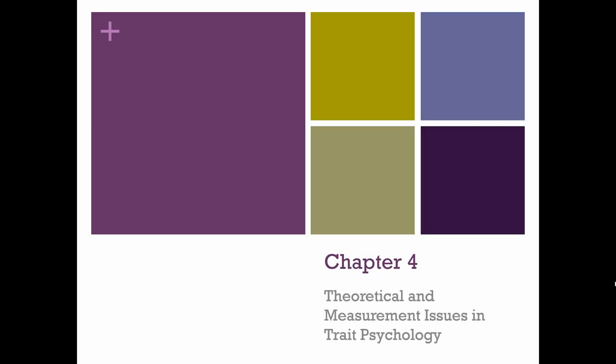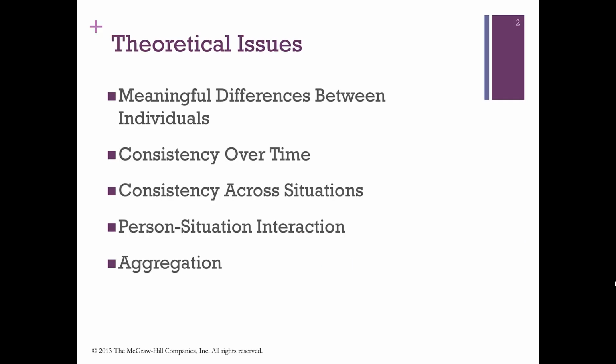Hi everyone! We're going over Chapter 4, Theoretical and Measurement Issues in Trait Psychology. We first are going to look at the theoretical issues in trait psychology. These issues include meaningful individual differences, consistency over time and across situations, person-situation interaction, and aggregation.